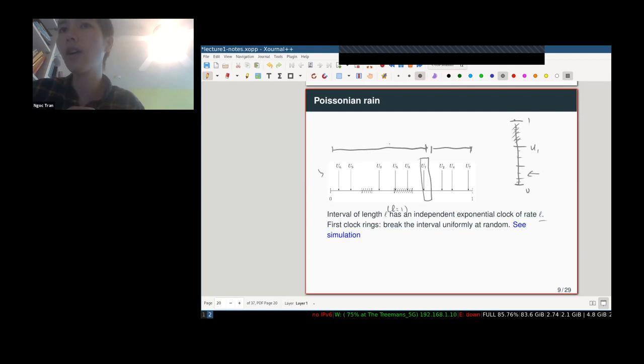Each interval I now attach a clock. The way that I defined it, if this is an interval of length L1 and this is an interval of length L2, this clock over here will have rate L1, and this clock over here has rate L2. The bigger the rate, the more often the clock rings, so this bigger interval has a higher probability of being broken first. The first time the clock rings, I draw a point uniformly at random in here and break this guy in half. Then I repeat, and now I have 3 clocks, and then I repeat. Does that make sense?